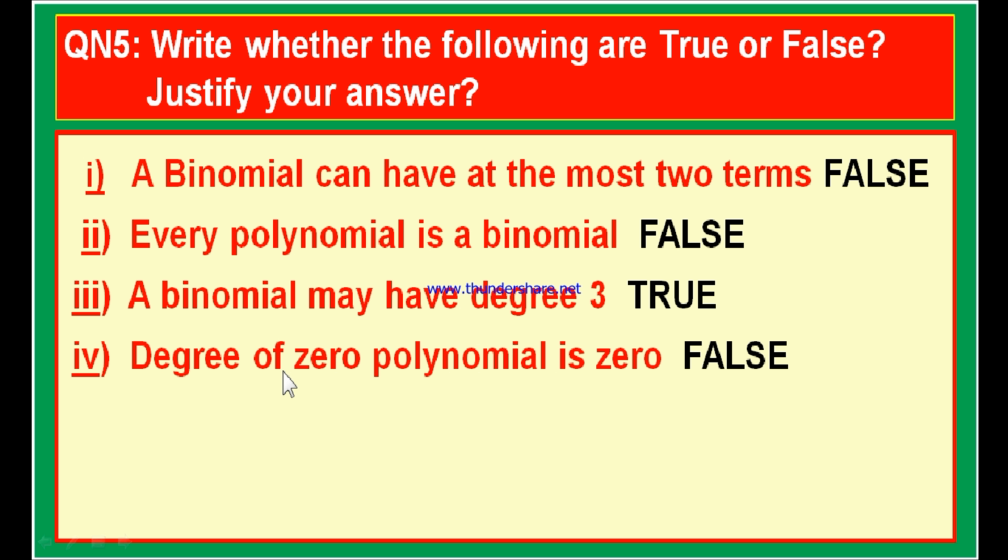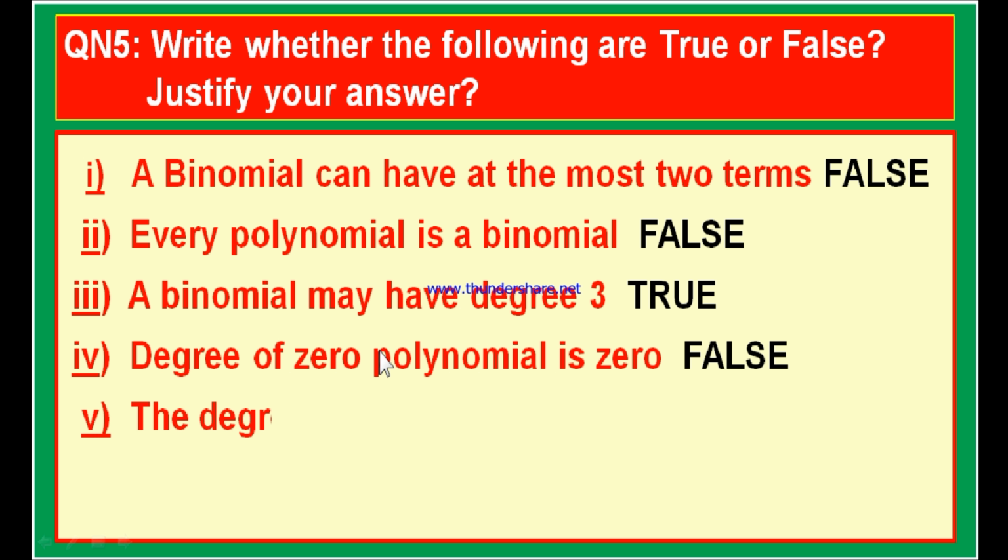Please keep in mind, the degree of a 0 polynomial is not defined, but the degree of a constant polynomial is 0. If you take any constant number 4, 5, 10, etc., then the degree of those constant polynomials is 0, but the degree of the 0 polynomial is not defined. Therefore, this is false. Understood? For this, what should be your reason? The reason is the degree of the 0 polynomial is not defined.